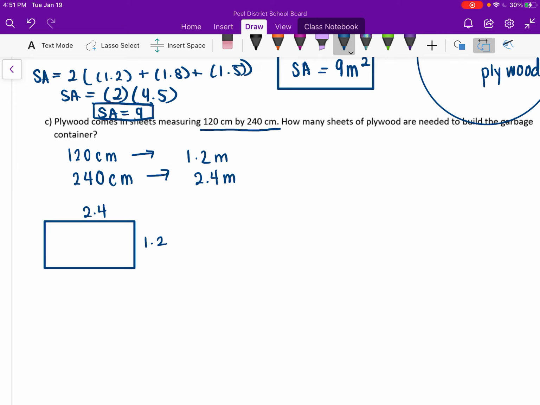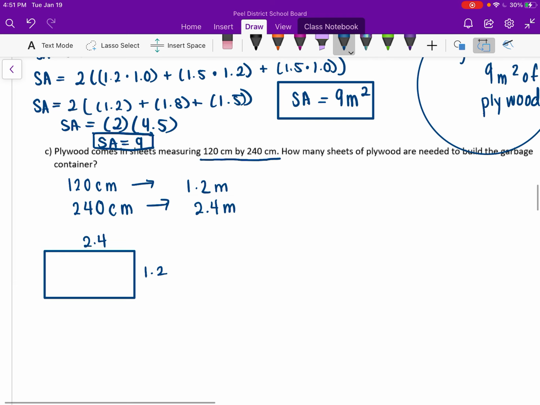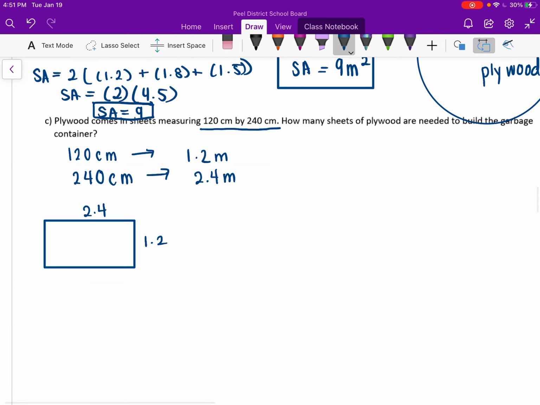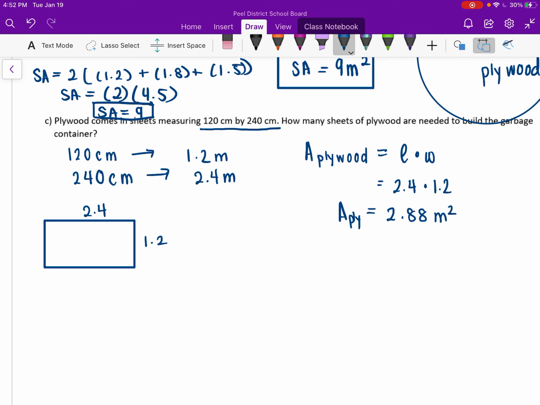Now, I need to find the area of each plywood because I have the total area of how much I need. So I need to find out how much each plywood is. So let's find the area of the plywood. Area of plywood is equal to length times width, right? Just the area of the rectangle. So we have 2.4 times 1.2 is equal to 2.88 meters squared. So each plywood is worth 2.88 meters squared.